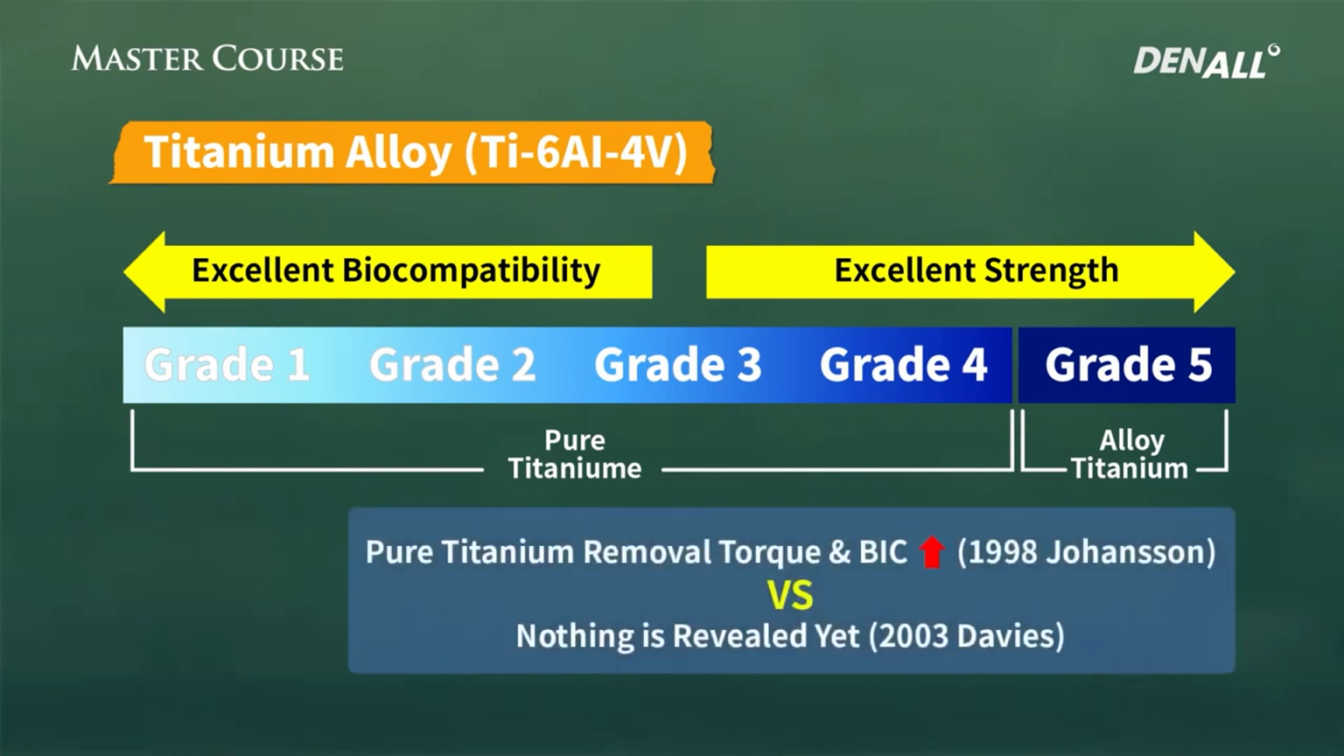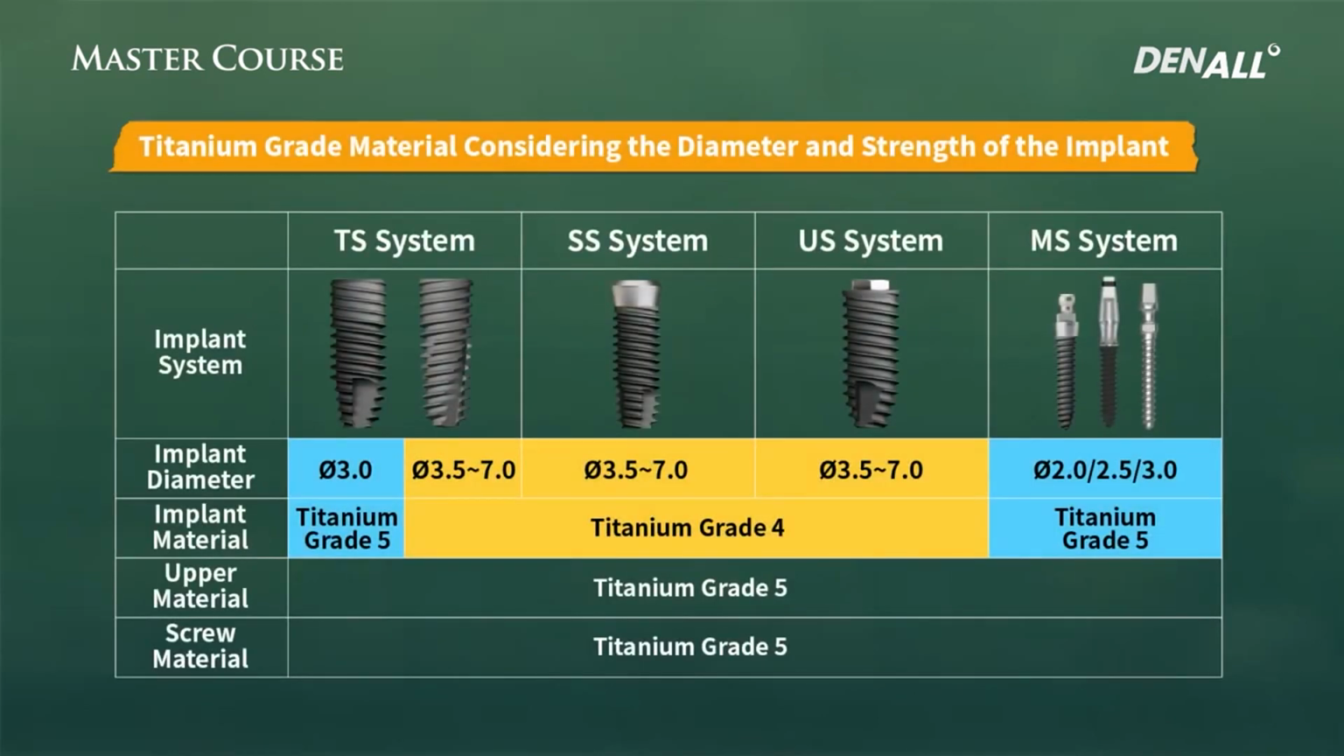There used to be huge controversy over pure titanium versus alloy, but it has subsided. Right now, where high strength is required, the small diameter implants or superstructure abutment or screws use grade 5 titanium, and in other parts, grade 4 titanium is used.